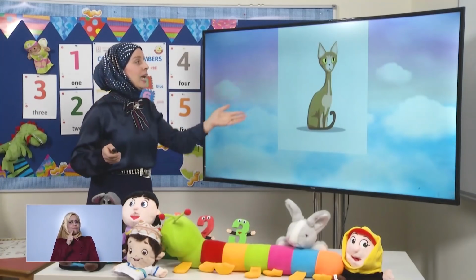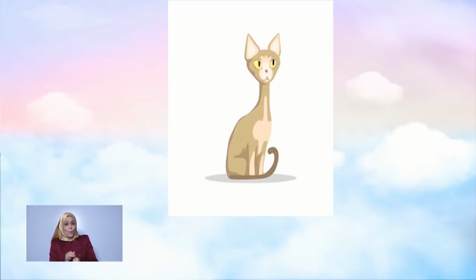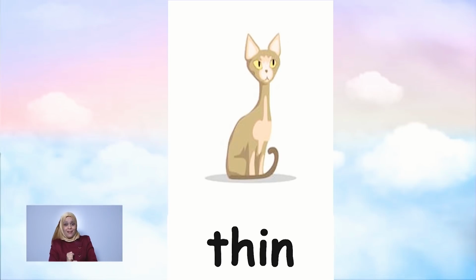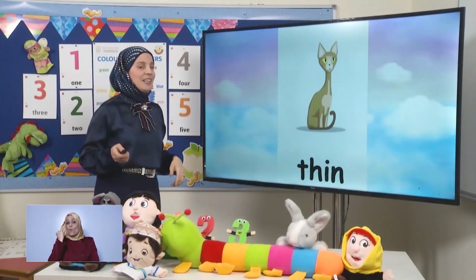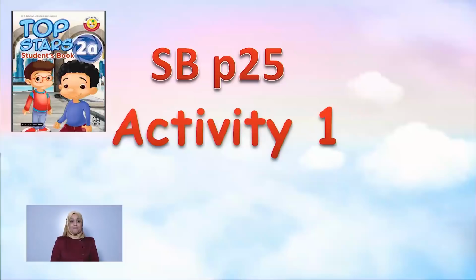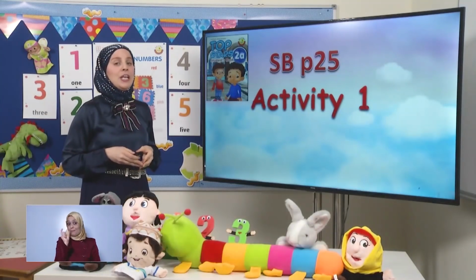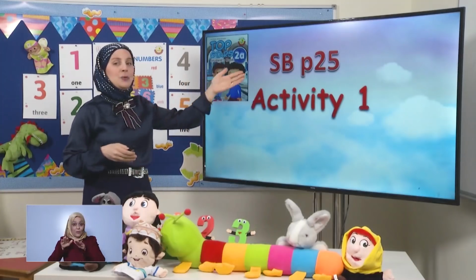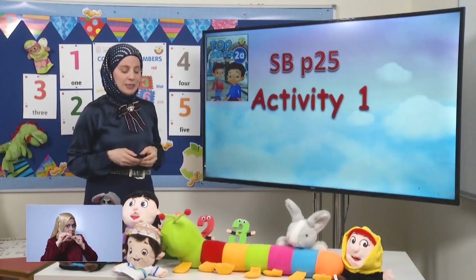What about this cat? Yeah, it's a thin cat. Repeat. Thin, thin, thin. Excellent, my students. Now, we will repeat these new words in your student's book, page 25. Keep it in your mind. You have to repeat the words.